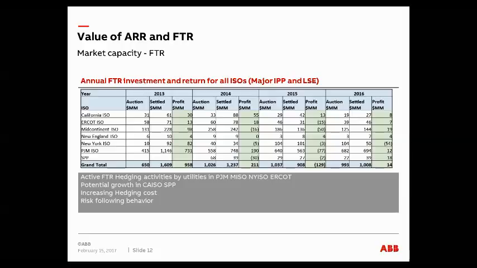And we can see active hedging activities by utilities in PJM, MISO, New York, and ERCOT. There is a potential growth margin in CAISO and SPP. And the hedging cost is the challenge utilities are dealing with, as the cost goes higher starting from 2014.